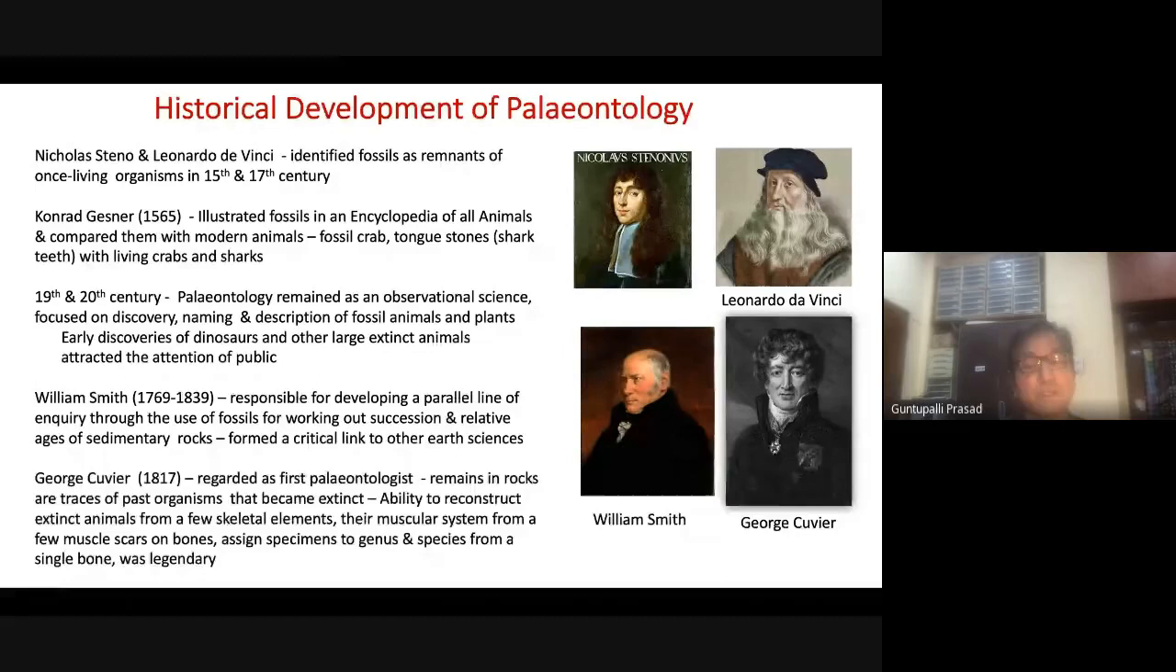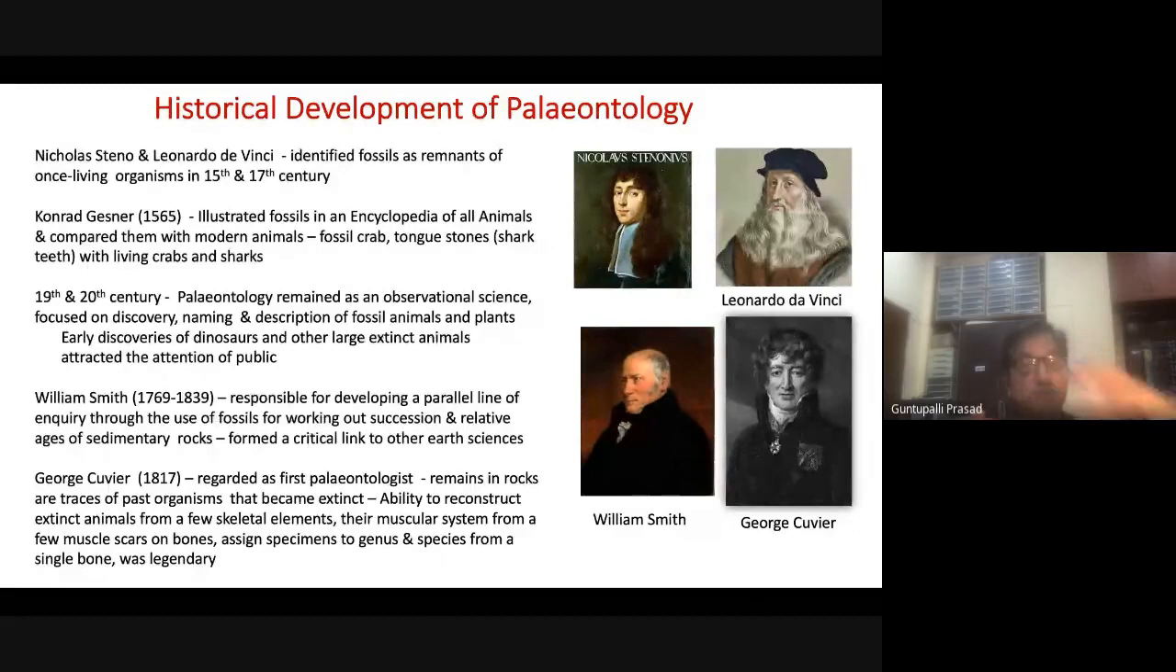Another line of investigation was started by William Smith. William Smith was a British surveyor, who was surveying the canals of England, and also mapping the coal fields of England. And then he found that, as we have seen earlier while dating rocks, the sediments are deposited in layers, and each layer contains a certain assemblage of fossils. He found in the British exposures that certain levels contain certain fossils, and the upper and lower levels do not have those fossils. But at that time, the theory of evolution was not known. So he used those fossils for correlating rocks.